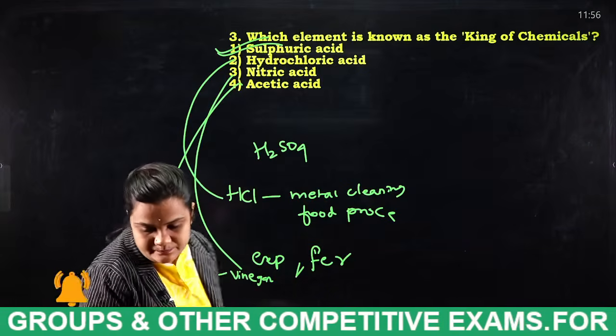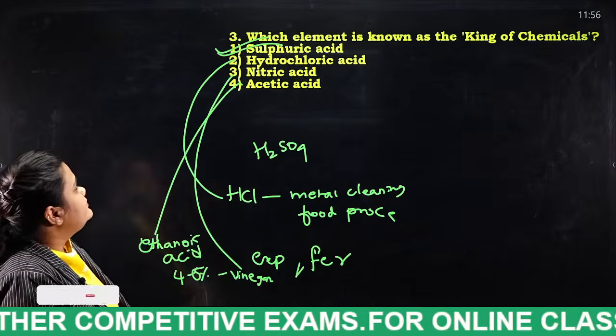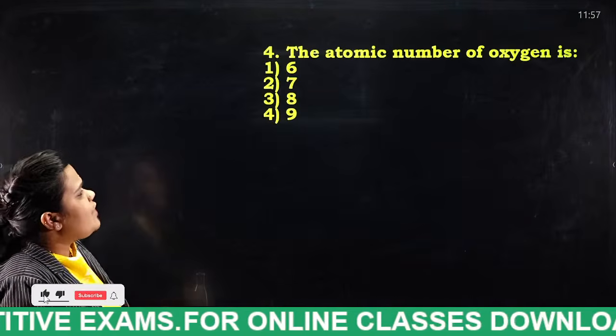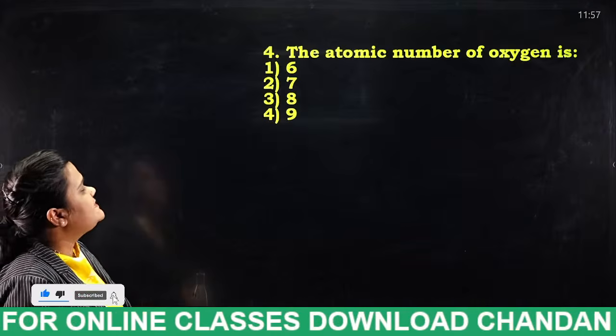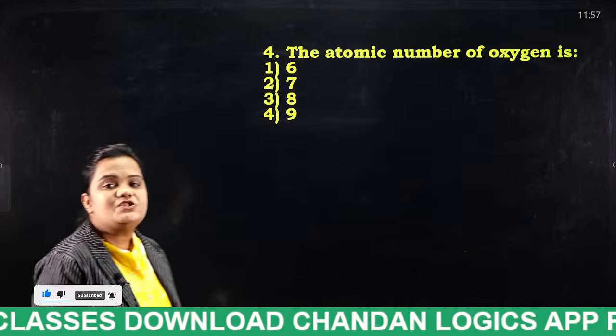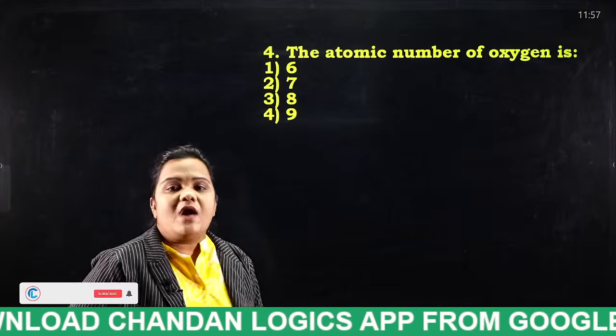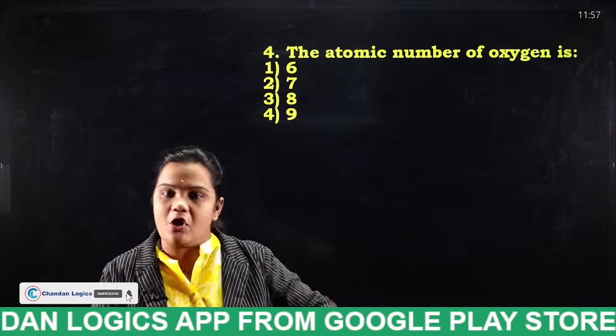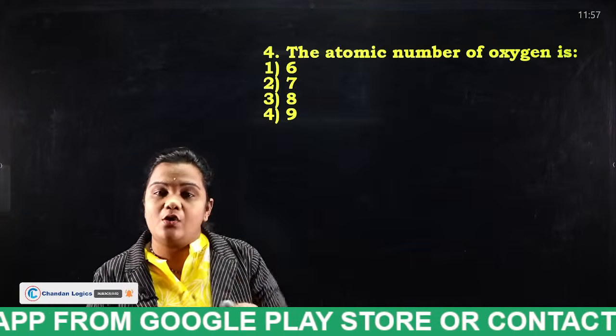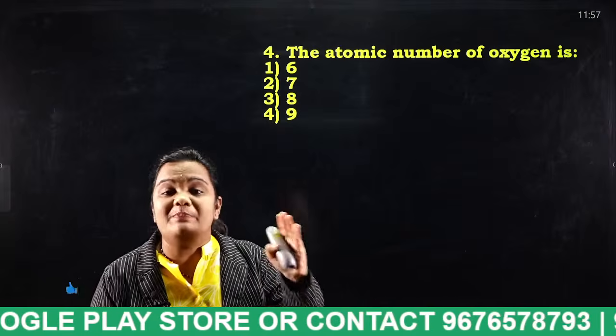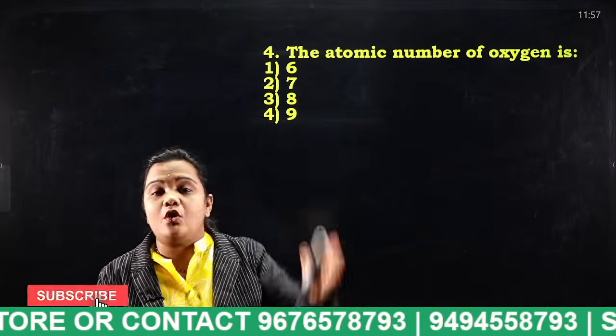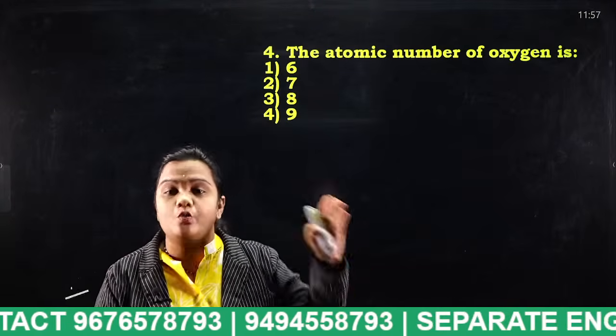Next question. The atomic number of oxygen is 6, 7, 8, 9. So easy question, students. I think everybody knows what the periodic table is. The horizontal row in the periodic table is known as a period. The vertical row in the periodic table is known as a group.